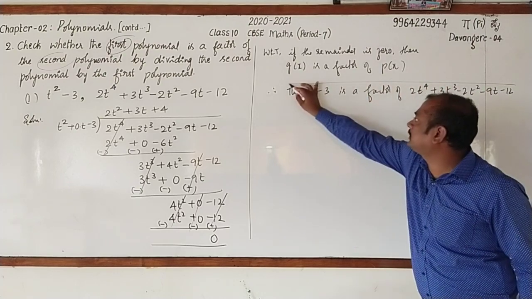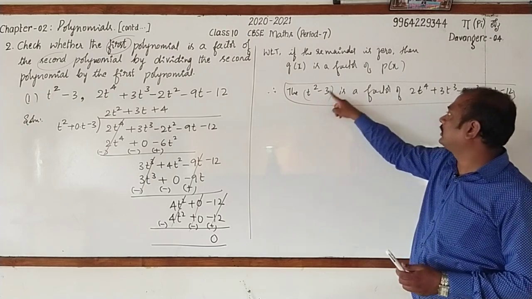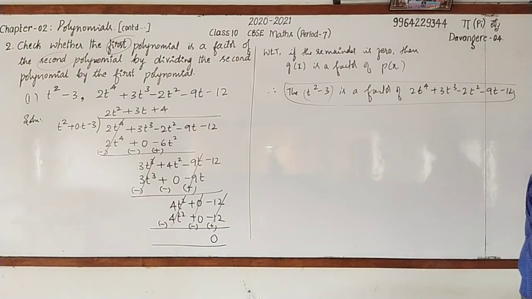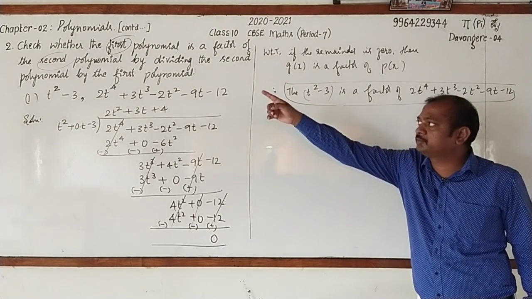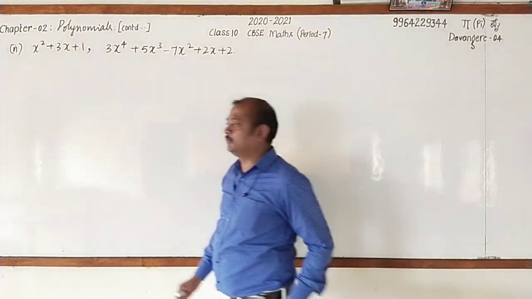Instead of writing this much, even you can write, therefore, first polynomial is a factor of second polynomial. Understood? Please go for writing from there to here. Now let's move on to second one.